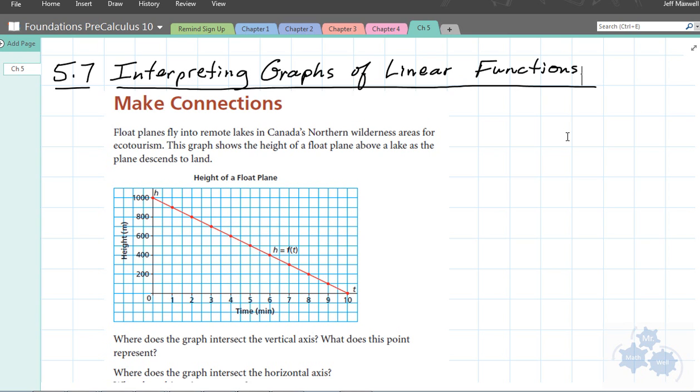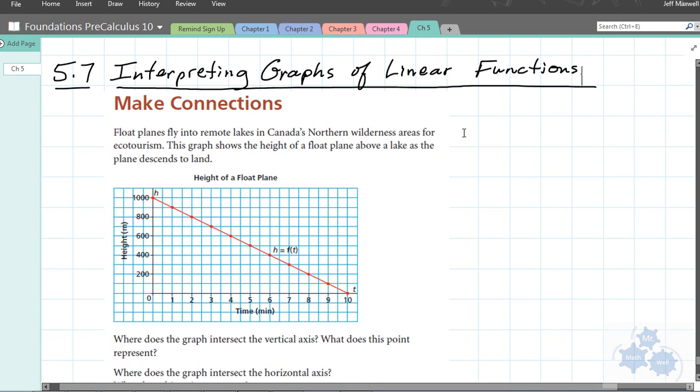Okay? So in your textbook, this is the first little activity. They give you a graph and a little bit of background. So if you want to just look with me, you can. This is in your textbook, on page 311. Foundations of Math 10, pre-calculus here, the Pearson textbook, page 311.